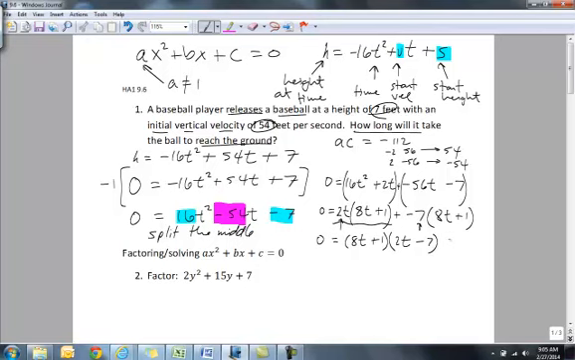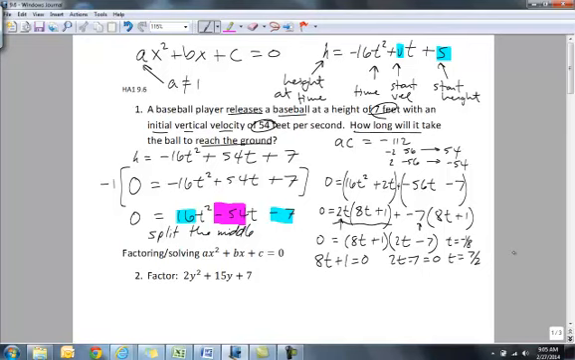Okay, so now it's just a matter of using the zero product property. 8t plus 1 equals 0. 2t minus 7 equals 0. So I'll squeeze this in right here. t is equal to negative 1/8. t is equal to 7 over 2.